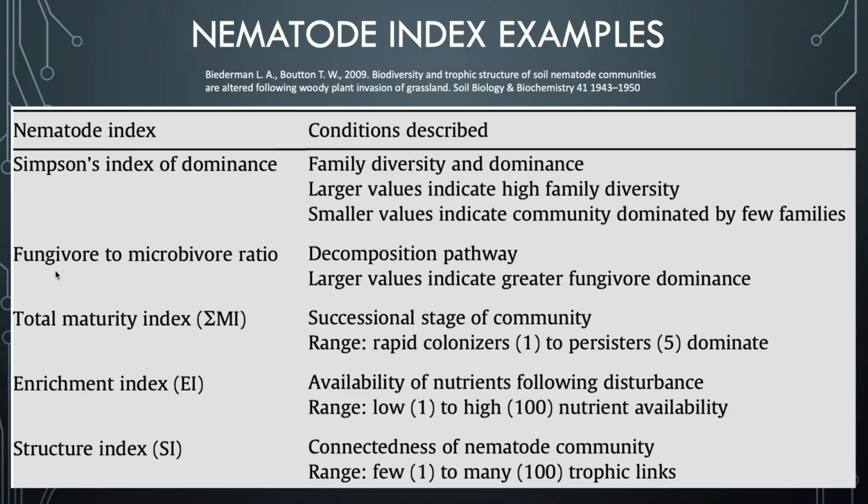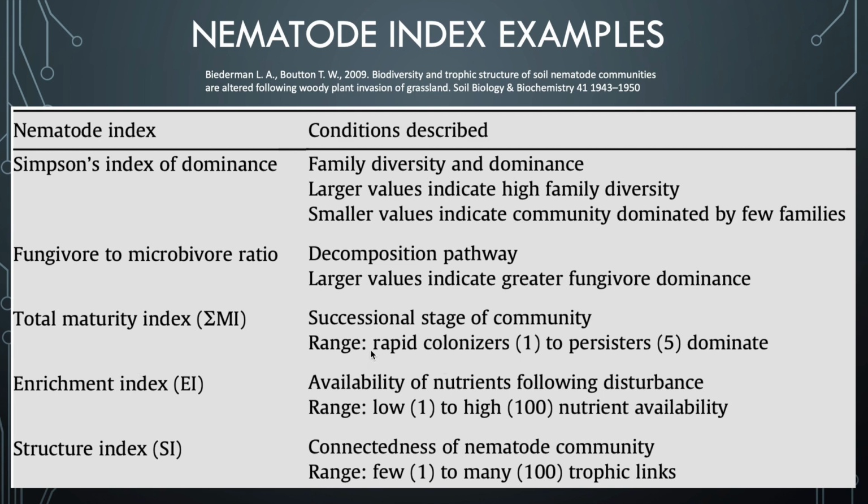Fungivore to microbivore ratio, or fungal feeders to bacterial feeders ratio, demonstrates the decomposition pathway. So how is organic matter decomposed? Is it decomposed by bacteria or is it decomposed by fungi, depending on that ratio of fungivores to bacterivores? Larger values indicate greater fungivore dominance. Total maturity index describes the successional stage of the community and ranges from rapid colonizers all the way to persisters, which dominate the community.